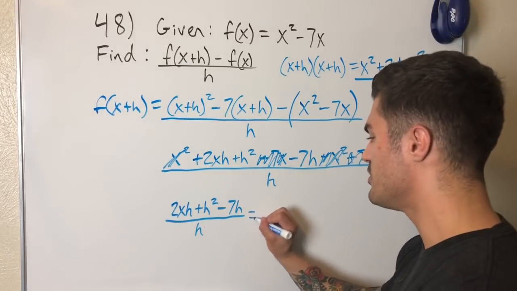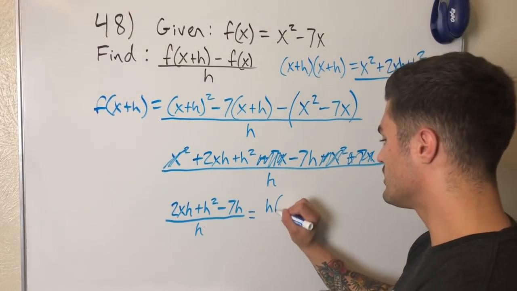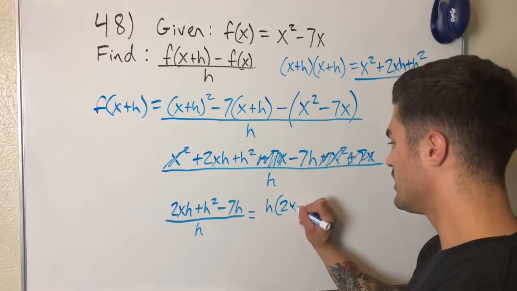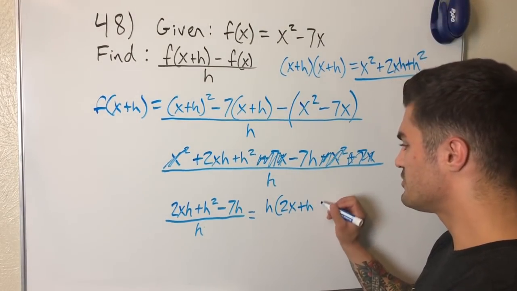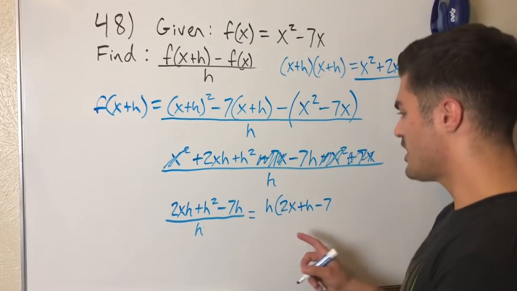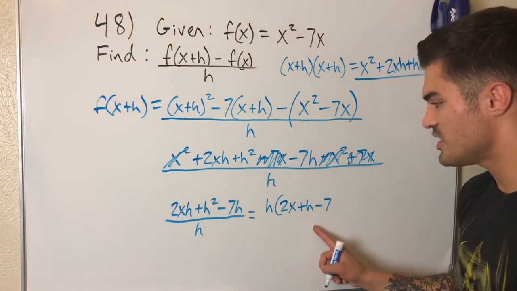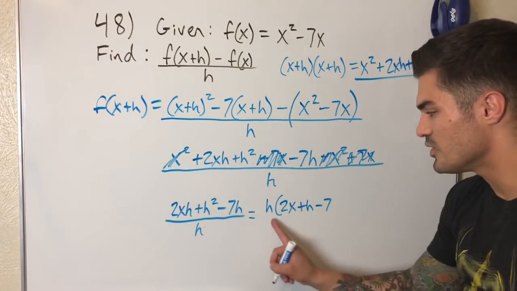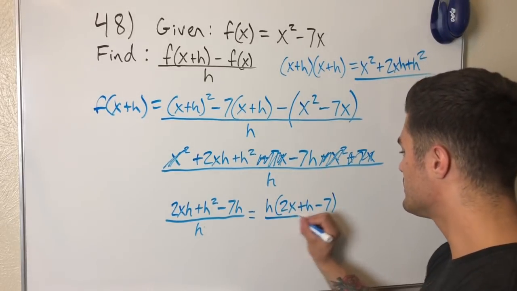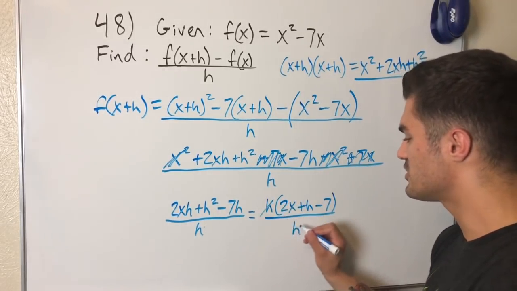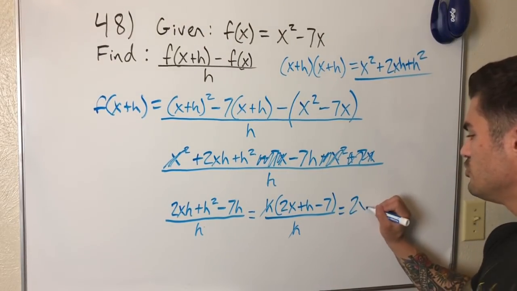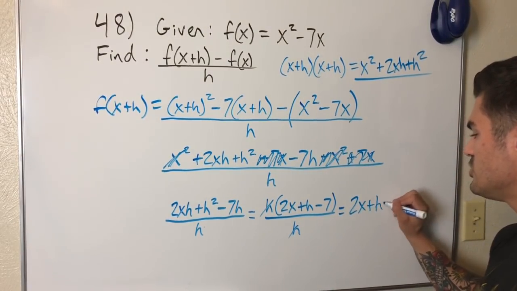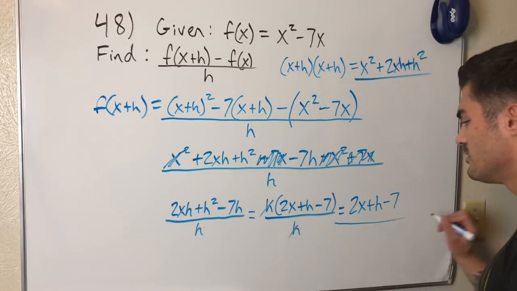So I'll go ahead and write that step in because I think that's important. A lot of mistakes are made here with the canceling stuff. Students will do some crazy stuff trying to cancel. So I have 2x plus h minus 7 when I take this h out to front. And since this is all over h, these h's cancel, right? That's how I think of it. So my final expression is 2x plus h minus 7.